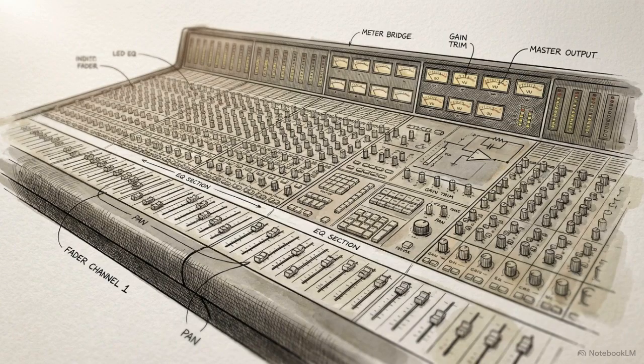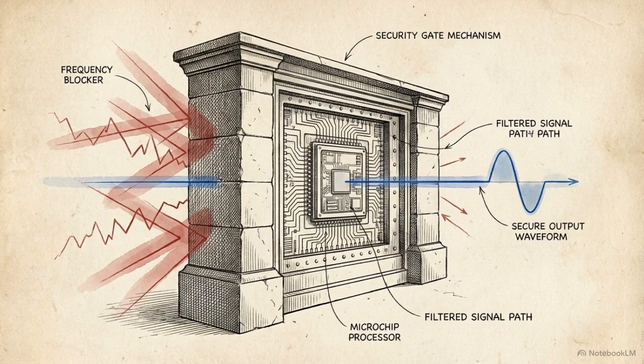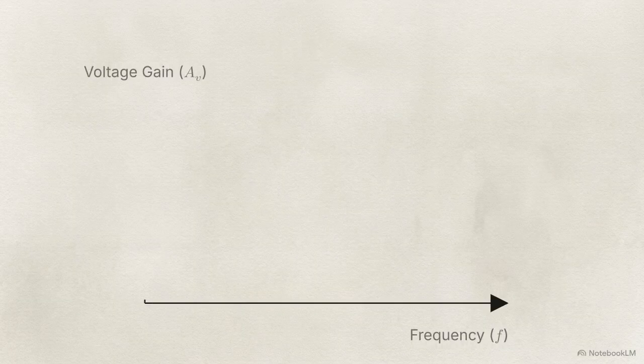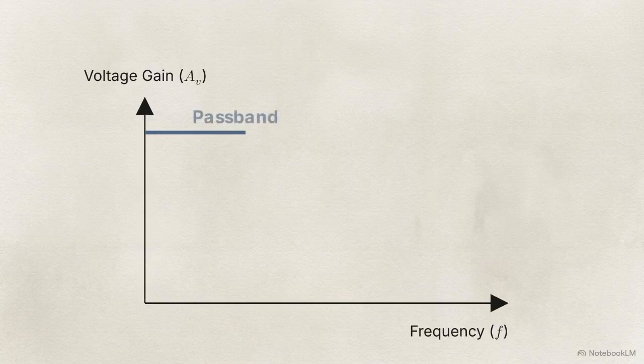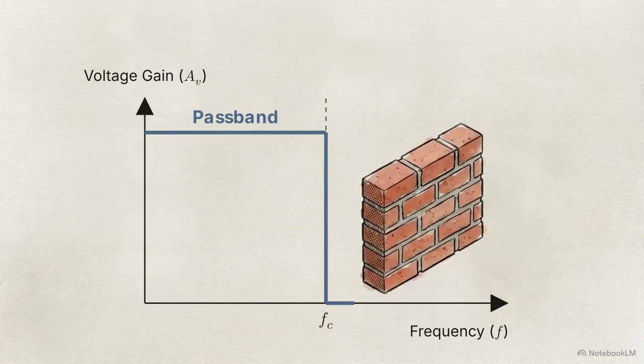Whether we need to extract clear audio data or stabilize a direct current power supply, engineers have to architect these circuits to act as precise frequency gatekeepers. In theoretical math, a filter acts like a brick wall. A signal hits a predefined threshold, and the filter drops it to 0 instantly in a perfect vertical line.